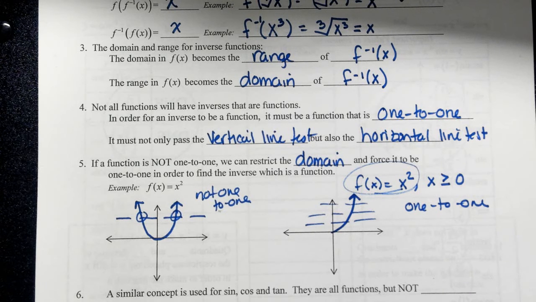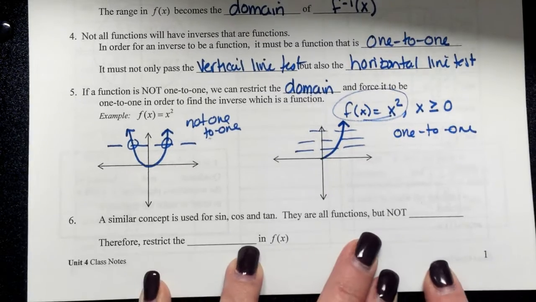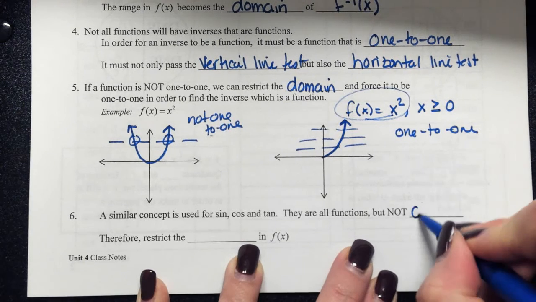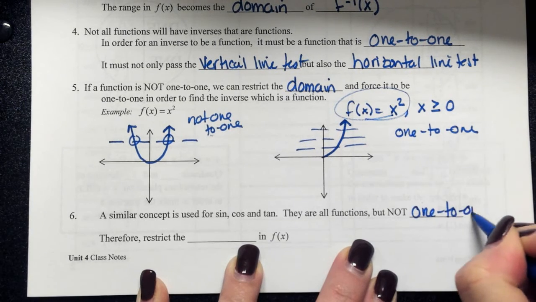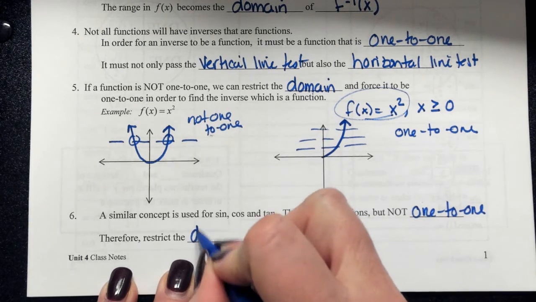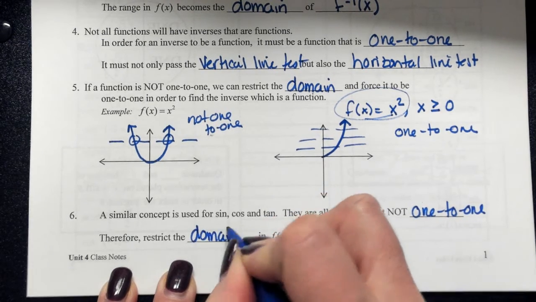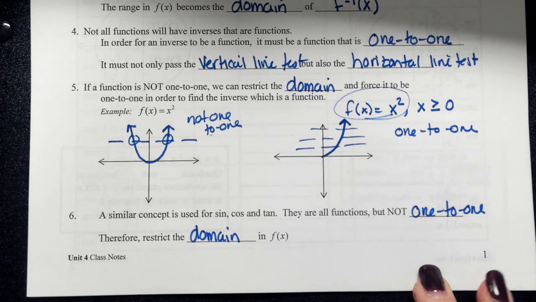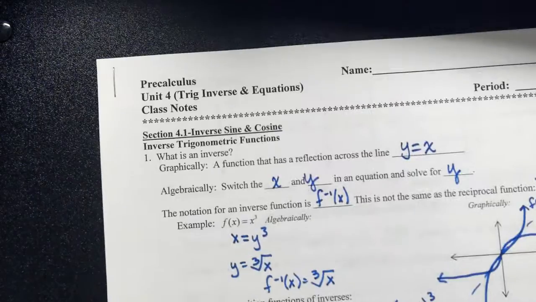Now, the reason why we're talking about 1 to 1 functions is we've got a problem with all of our trig functions. They're all functions, but they're not 1 to 1. So when we talk about the inverse trig functions, we have to restrict the domain for all of our trig functions in order to talk about the inverse, to force them to be 1 to 1. So let's talk about sine first.